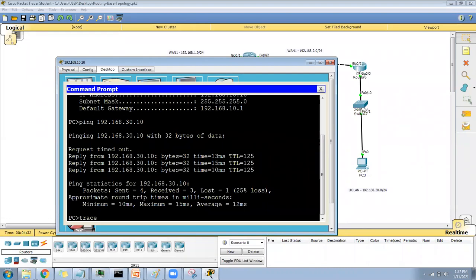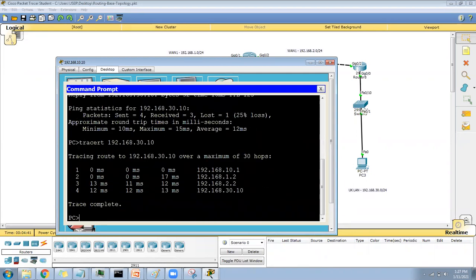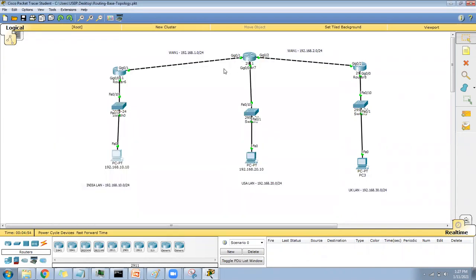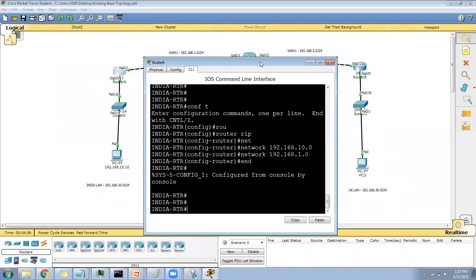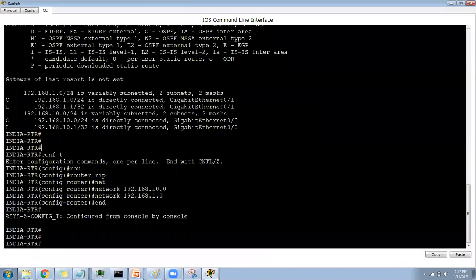Just do the traceroute to 192.168.30.10. See, first it's going to the gateway, then WAN 1, then WAN 2, then it's going to the UK LAN. So this is perfect. It means all the routers know each other. So let's verify that. India router.